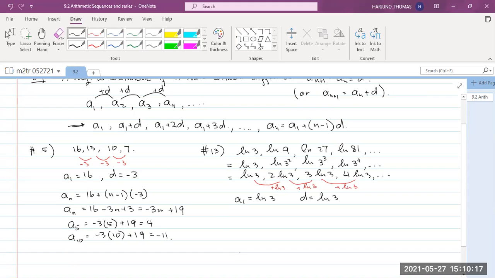So the general term will be the first term plus n minus 1 times the common difference. When we simplify this, we get n times natural log of 3. So the fifth term will be 5 natural log of 3. The 10th term will be 10 natural log of 3.